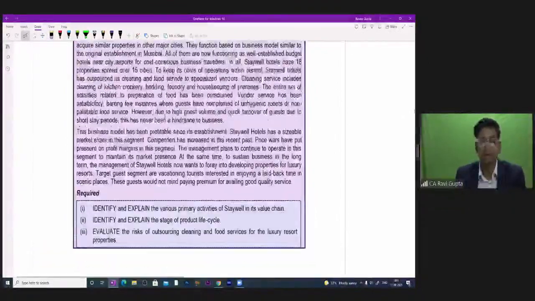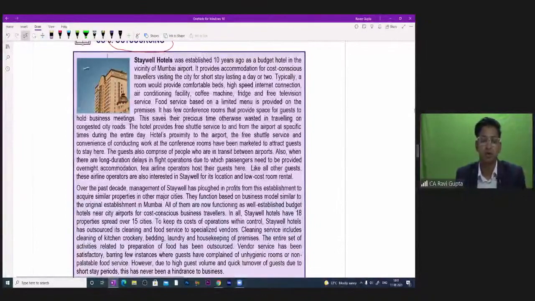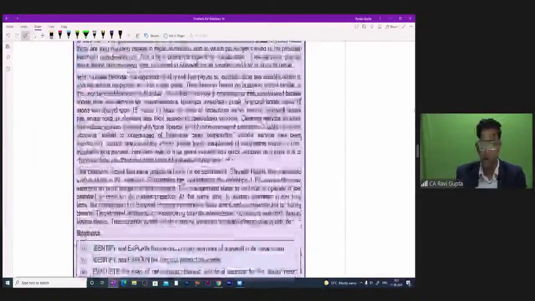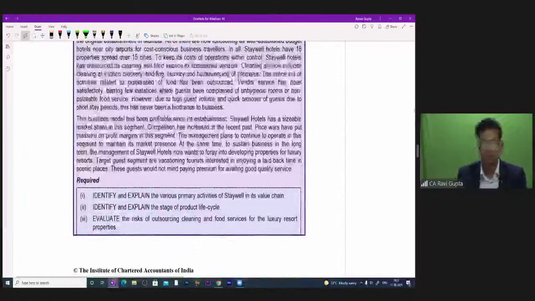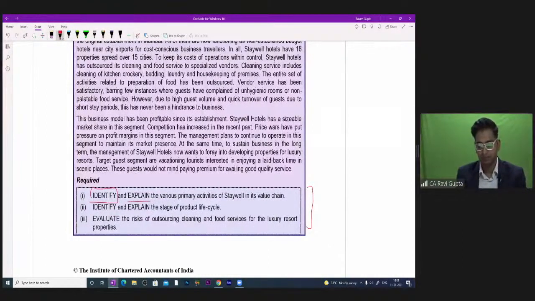So let's deal with this case study first. Let's see how many paragraphs we have to go through. What will be the requirements? Going through the requirements, we have 3 requirements. Identify, that means we need to identify and explain various primary activities of Stay Well in its value chain. Very good. That means it belongs to chapter number 1.